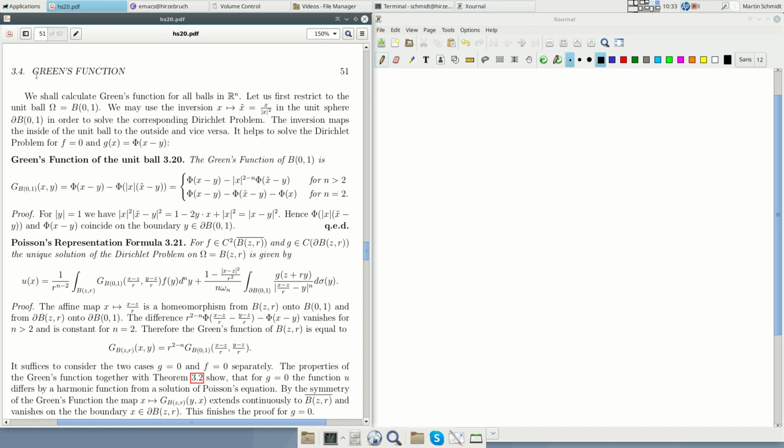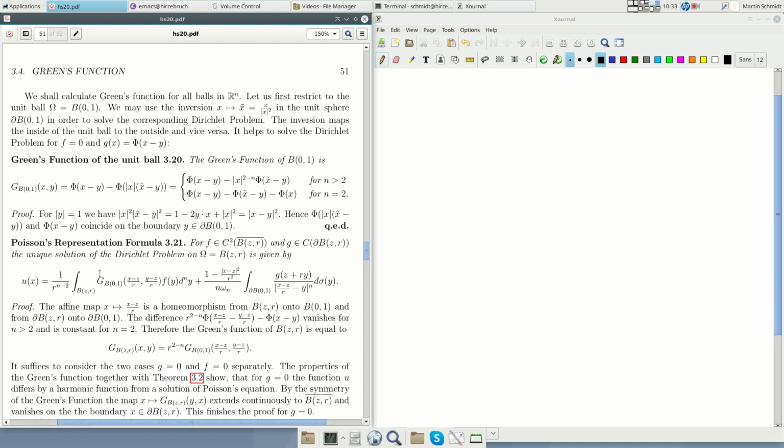In the first part of section 3.4 we introduced the concept of Green's function and explained how to solve Dirichlet's problem with Green's function. At the end we determined the Green's function of the unit ball. Here is the formula. So this is the formula for the Green's function of the unit ball. And now we want to show that we can really solve Dirichlet's problem with this Green's function. So we finish in this section this program in the case of balls.